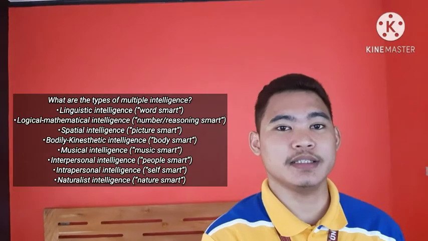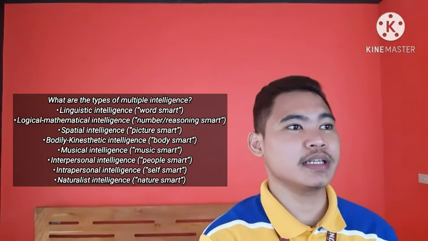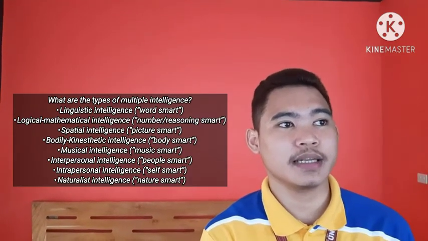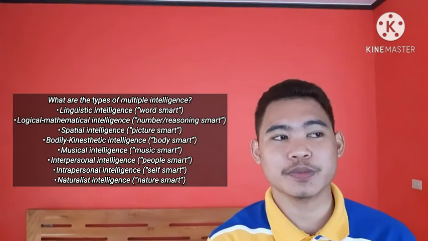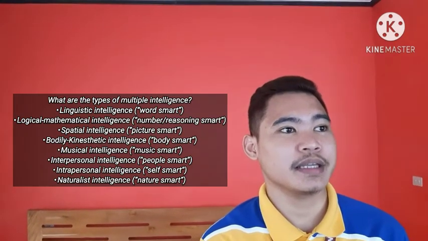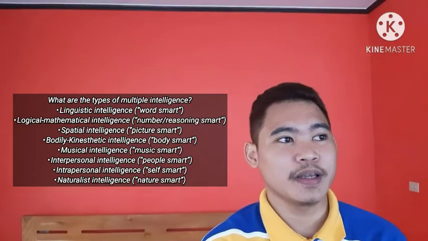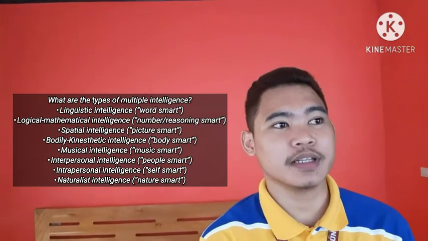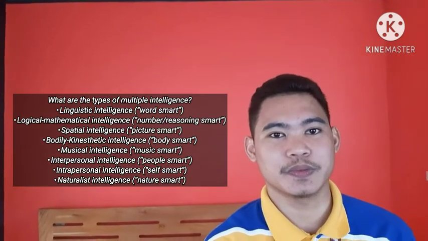Next question. What are the types of multiple intelligence? I have eight types of multiple intelligence. Linguistic intelligence, word smart. Logical and mathematical intelligence, number and reasoning smart. Spatial intelligence, picture smart. Bodily kinesthetic intelligence, body smart. Musical intelligence, music smart. Interpersonal intelligence, people smart. Intrapersonal intelligence, self smart. Naturalist intelligence, nature smart.